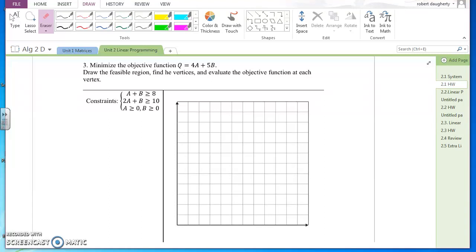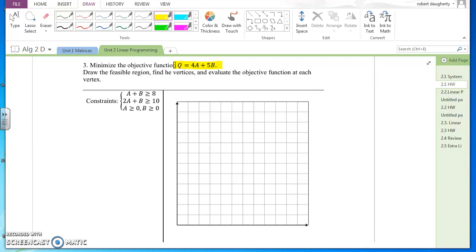Okay, this is problem number 3 from your homework. I just want to work through this so that you're clear about the steps in the process for linear programming. So what we have is an objective function, that's Q. We want to minimize 4a plus 5b, but we have to minimize it relative to the constraints.